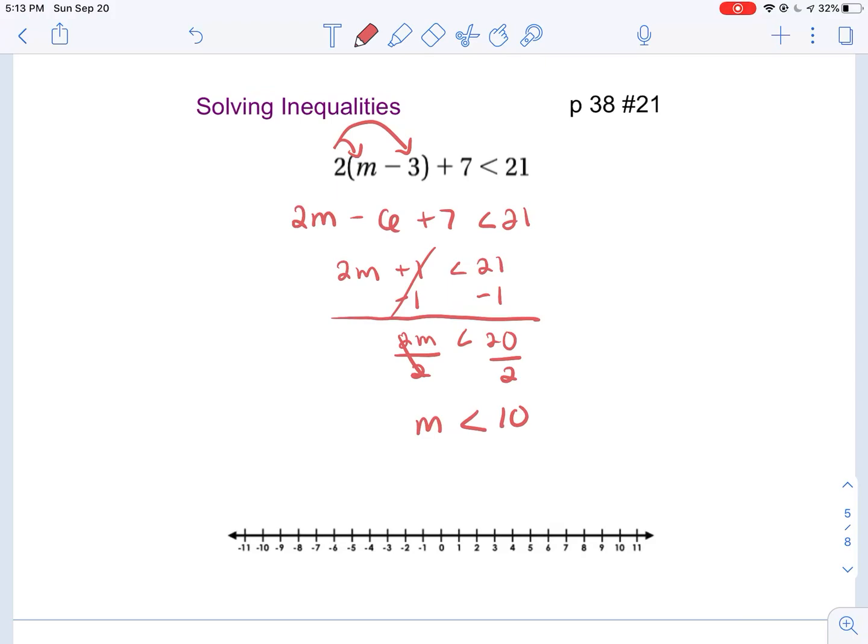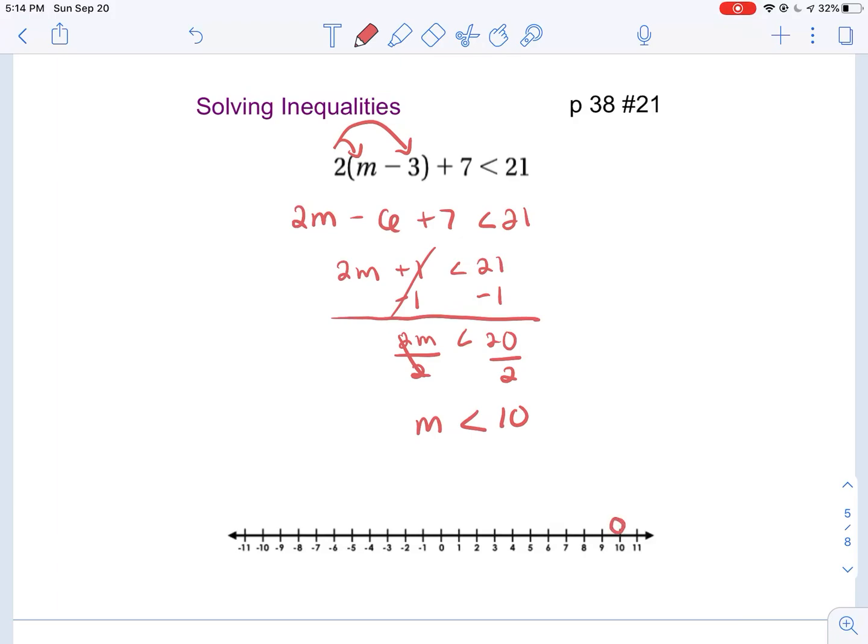So how do I graph that on my number line? Well, first I have to identify where 10 is, right? And here I'm going to leave what's called an open circle. An open circle is a circle that's not shaded in. Okay, and it's an open circle because there is no or equal to. It is not included in our solutions. All right, so we leave that circle open.